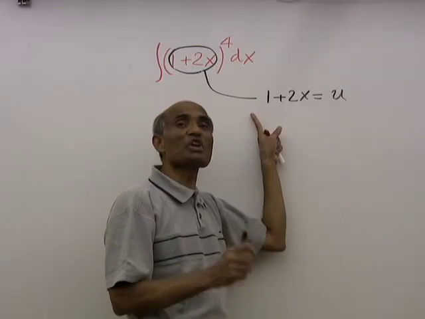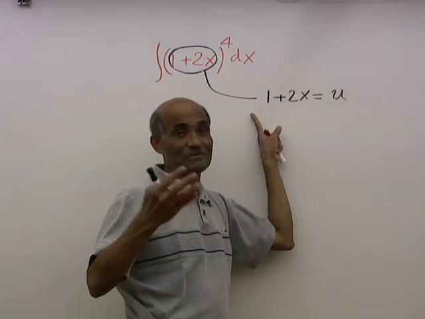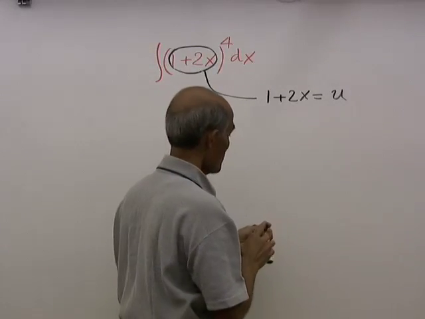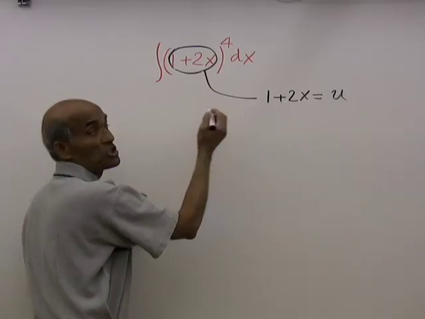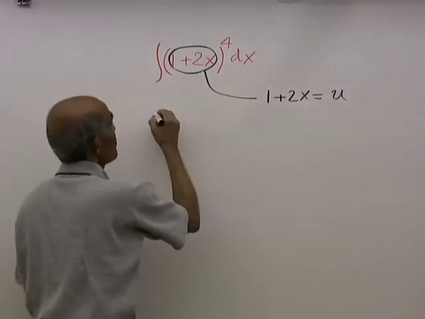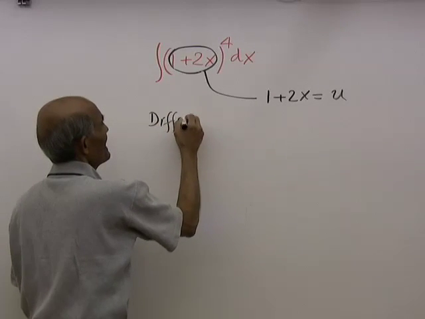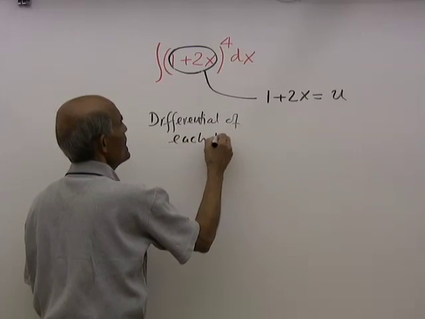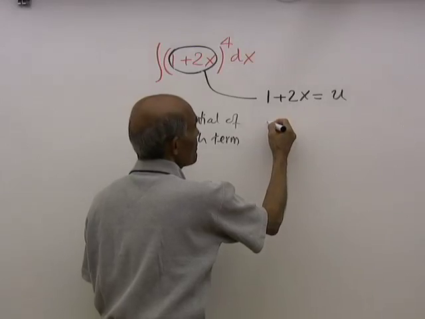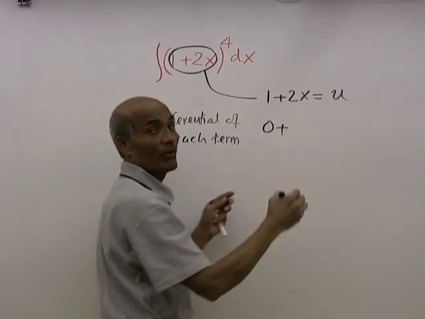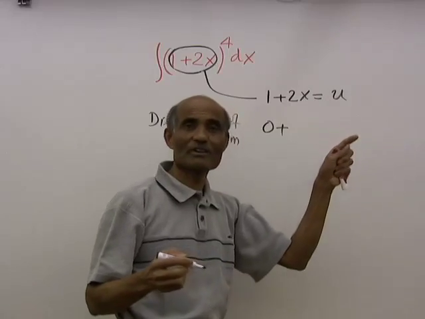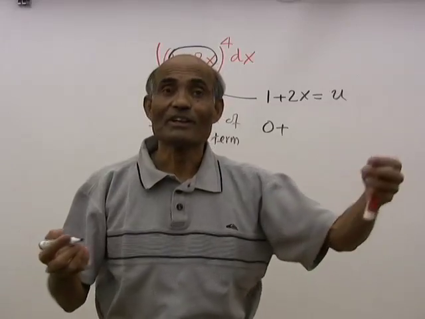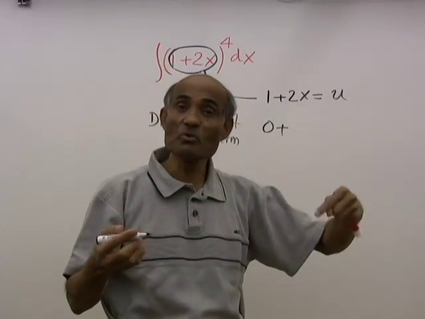What is the differential of 1? Well, the derivative of 1 is 0. The differential of 1 is 0. So what we do is we find the differential of the left-hand side and the right-hand side. So find the differential of each term. The differential of 1 is 0 plus. What is the differential of 2x? What is the differential of x? Differential of x is dx. The differential of 2x is 2 dx.